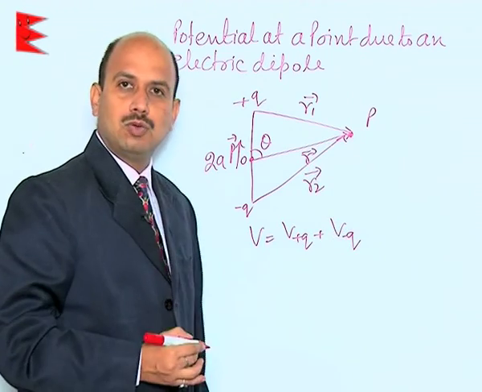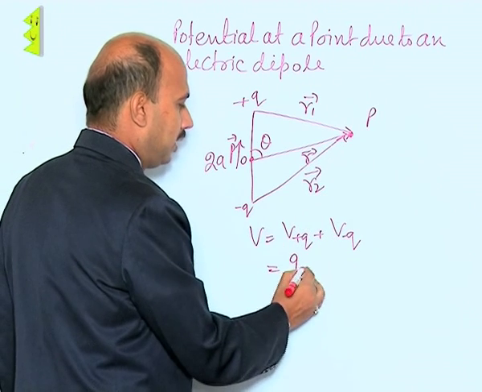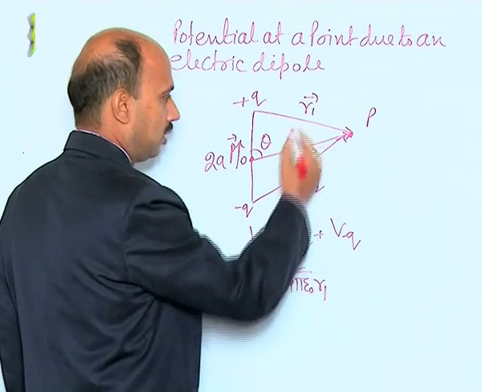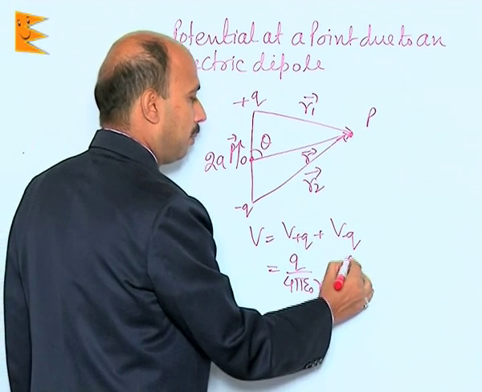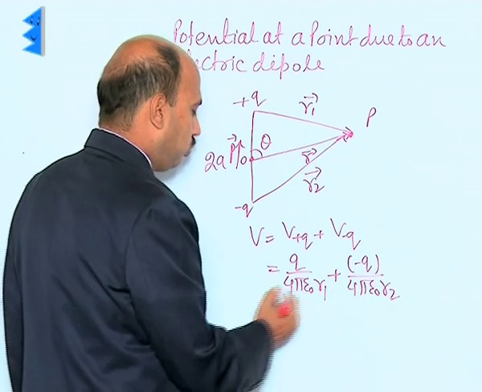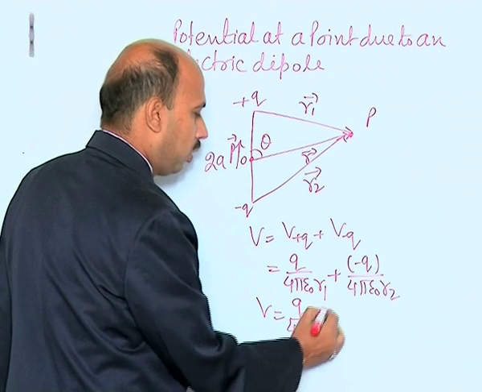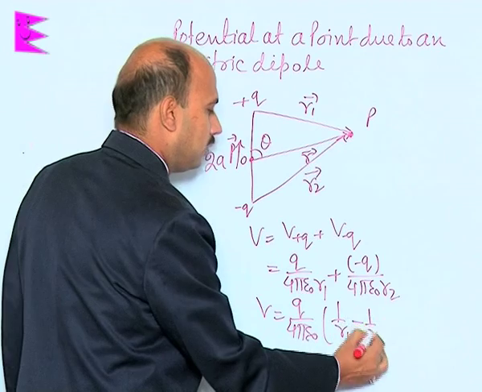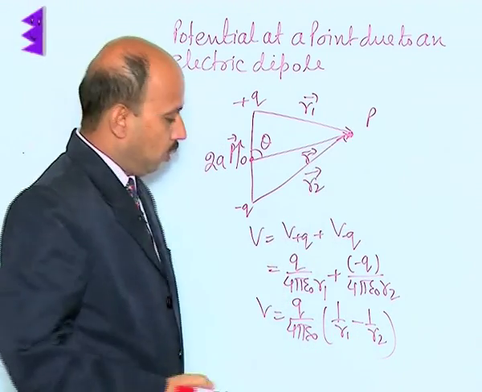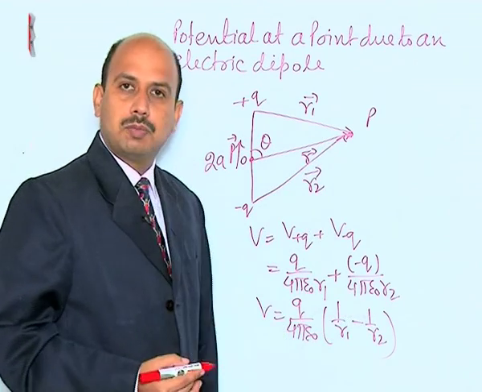This is a scalar quantity, so it can be added algebraically. V plus Q can be written as q upon 4 pi epsilon naught r1, and V minus Q is minus q upon 4 pi epsilon naught r2. So, we can write V is equal to q upon 4 pi epsilon naught into 1 upon r1 minus 1 upon r2. This is the total potential at point P.